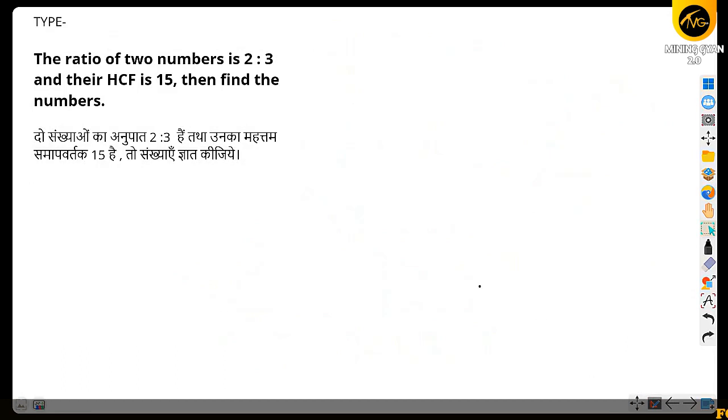Okay, this is the question. It is based on the ratio. So the ratio of two numbers is 2:3, and their HCF is 15. Then find out the numbers.